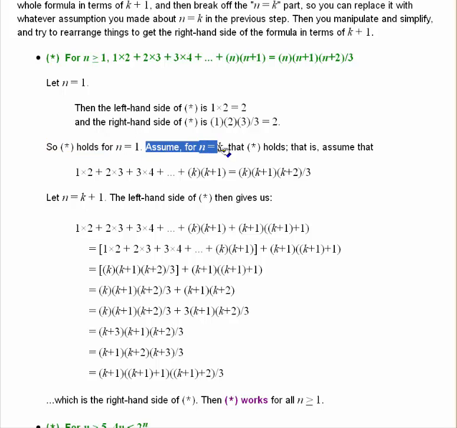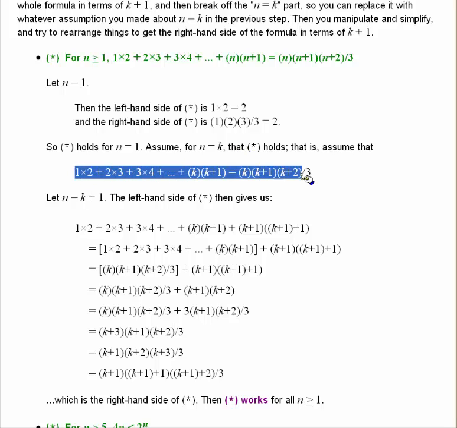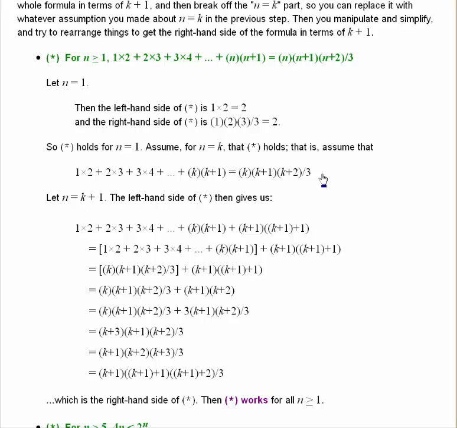Now assume it holds for n equal to k. So that means that I can use this formula in my proof. I'm assuming it for n equal to k. Now let's try to show it for n equal to k plus 1. That means I take the left-hand side of star and replace n with k plus 1. If I do that, I get these terms.